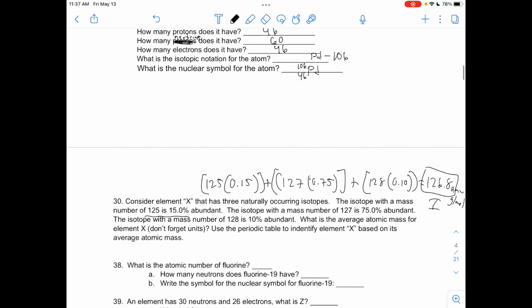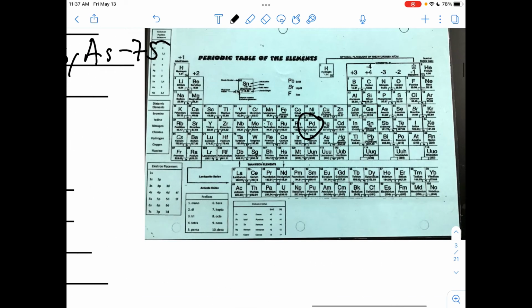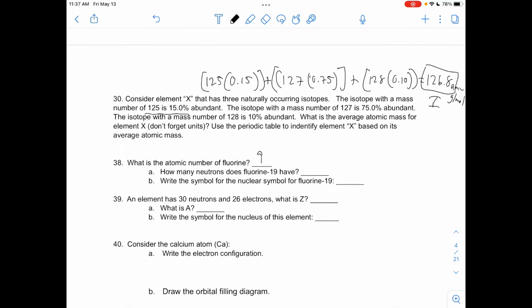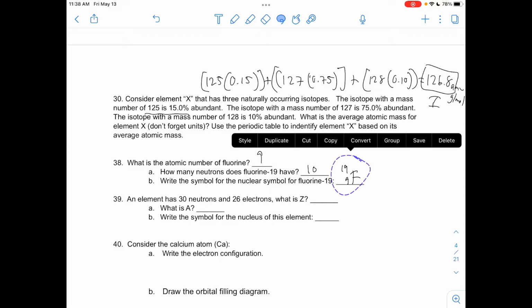Okay, atomic number for fluorine. So if we look at fluorine, atomic number, the whole number is 9. Okay, how many neutrons would a fluorine-19 have? So again, I subtracted 19 minus 9 is 10. The nuclear symbol for fluorine-19, which I just wrote to help me solve that problem.